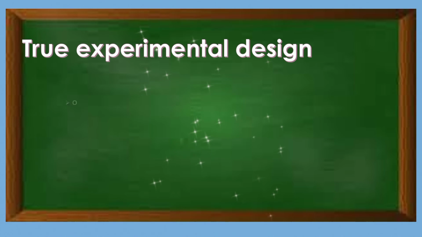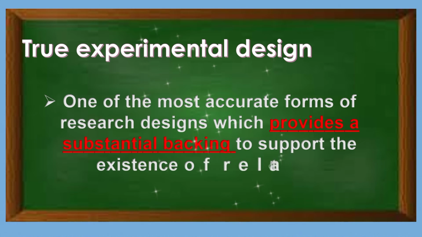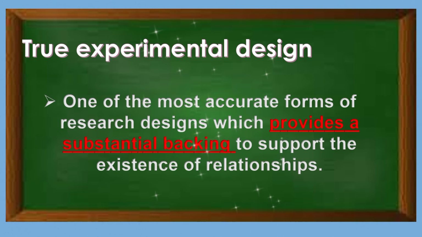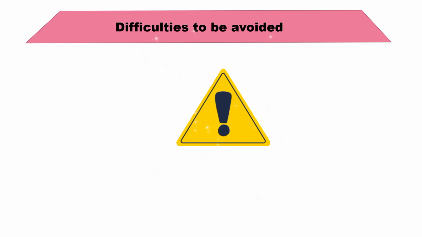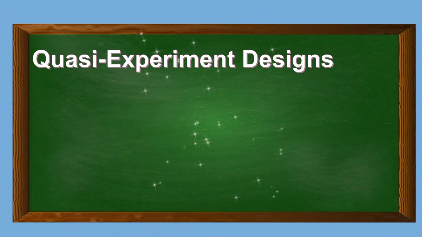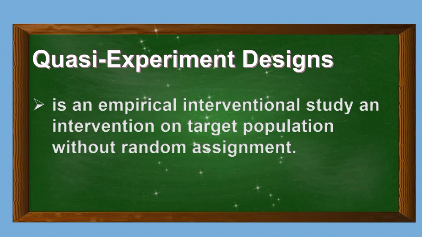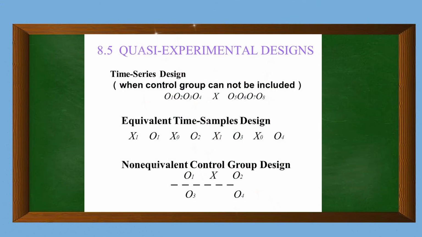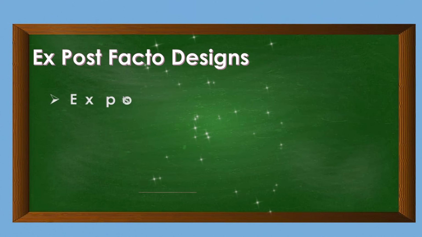True experimental design is one of the most accurate forms of research designs, which provides substantial backing to support the existence of relationships. Difficulties to be avoided. Quasi-experimental design is an empirical interventional study, an intervention on a target population without random assignment. Examples: Ex post facto designs represent a weaker type of quasi-experimental design.